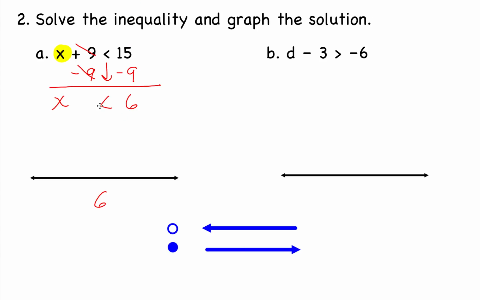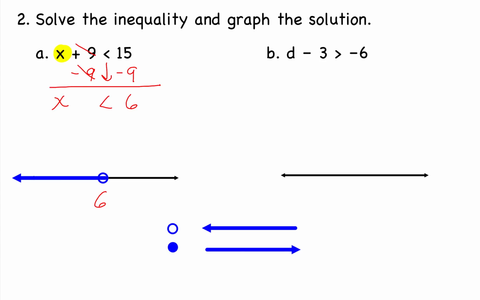And then it says it's less than. Any numbers less than 6 are solutions. It does not include 6. There's no equal to with that. So it's an open circle and it points to the left. So I want the arrow that goes to the left to be part of my solution. So those are all solutions, the ones that go to the left.